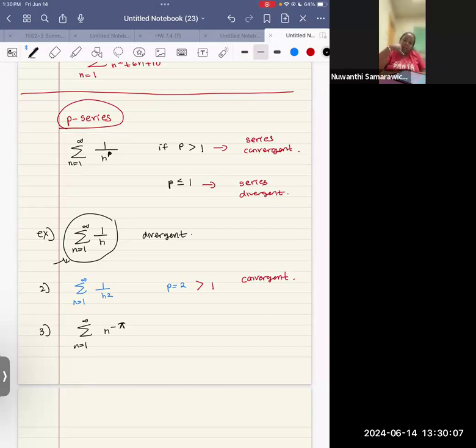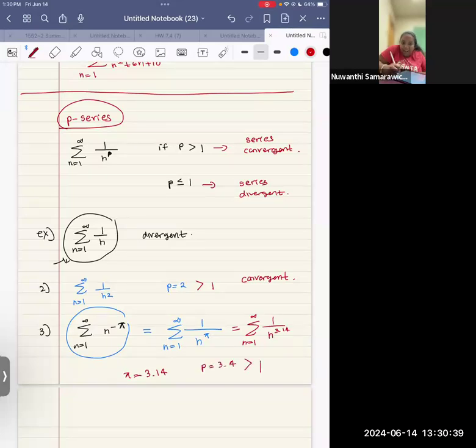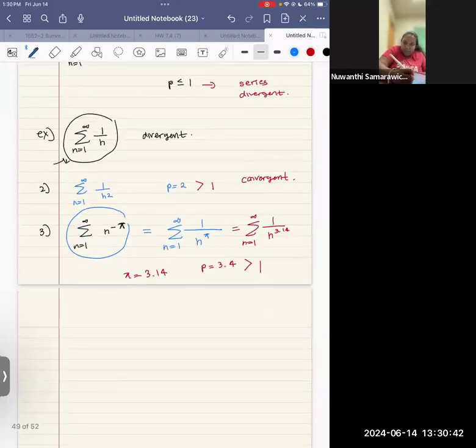So now this, we cannot use the P series for this. First, we have to change it. So we can write this as 1 over n to the power pi. What is the value of pi? Can you remember? It's 3.14, right? So that means your p-value is 3.14. This is greater than 1, right? So we can use the P series and then we can say this is convergent. I hope now you understand.